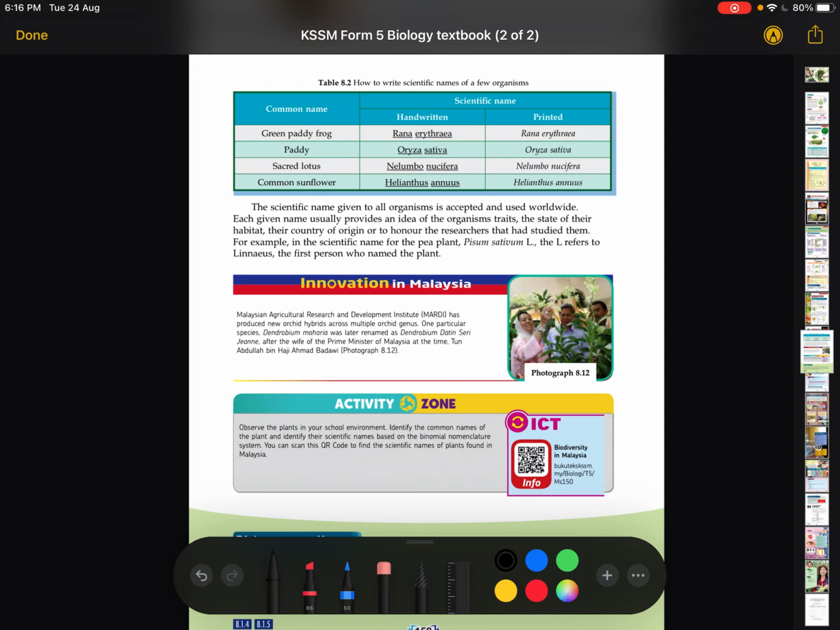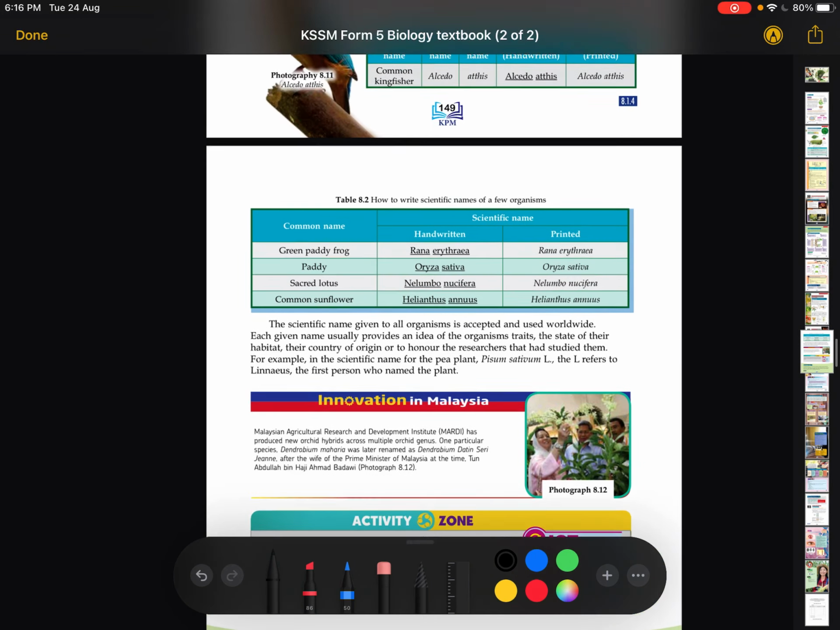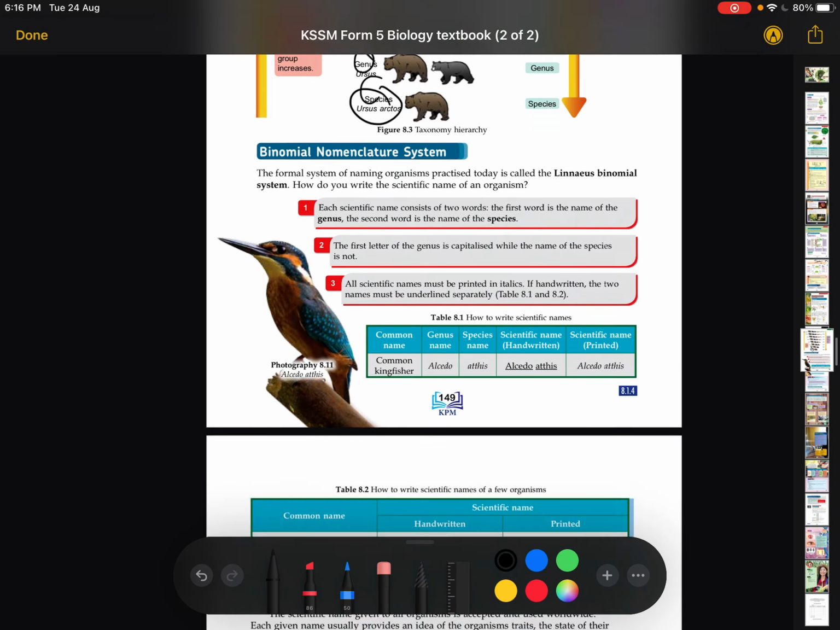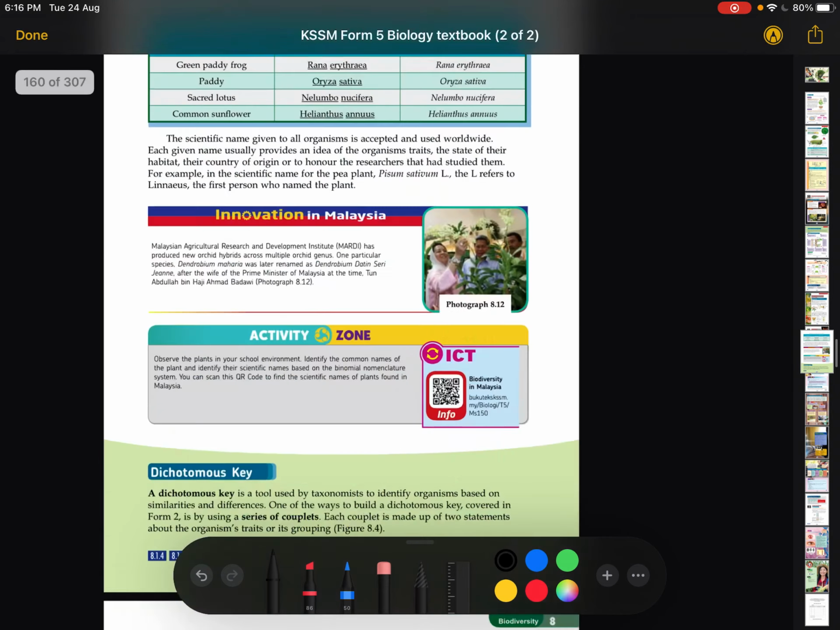So yeah, the reason why we need to name this according to this binomial nomenclature is because different countries or different regions name things differently. For example, some call it corn, others call it maize. So instead of calling it corn or maize, which will cause confusion, they give it a scientific name, and that's the same for everything else.